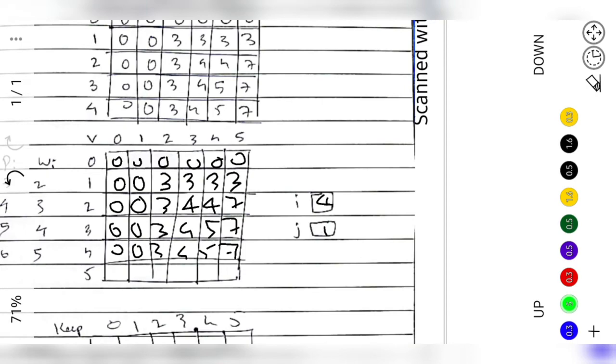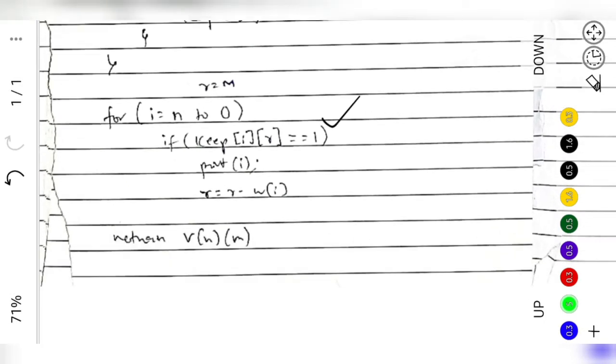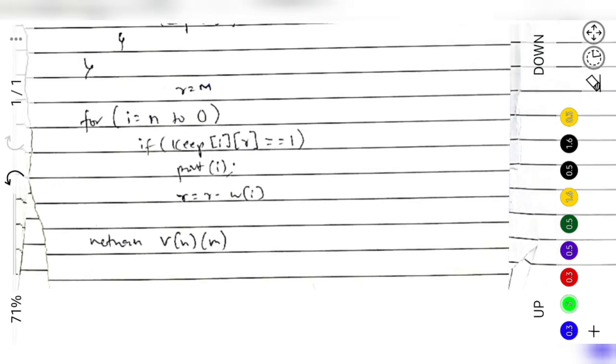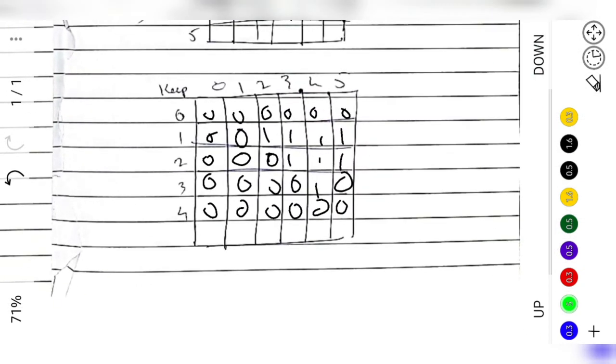So at the location where the change is made, this will be executed. Keep of I and r will be 1. At that time you have to print I. What does I have? I has the item number. This is 1 here, so I's corresponding value is 2, so 2 will be printed. So this is the output here. The output will be 2.